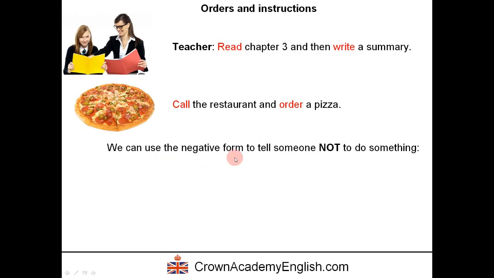We can use the negative form of the imperative to tell someone not to do something. So we're giving someone an order or an instruction not to do something. And the form is do not, followed by the base form. So this is the full form, and the contracted form is don't. Don't, followed by the base form. This is the most common. This is the one that you hear the most.